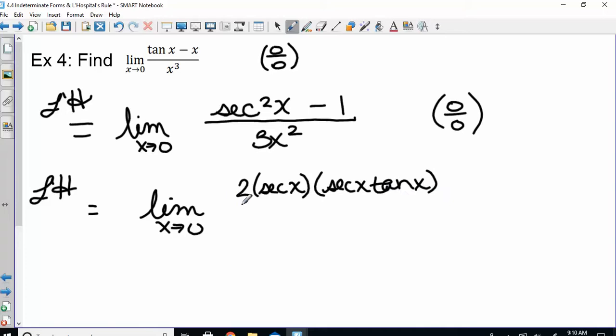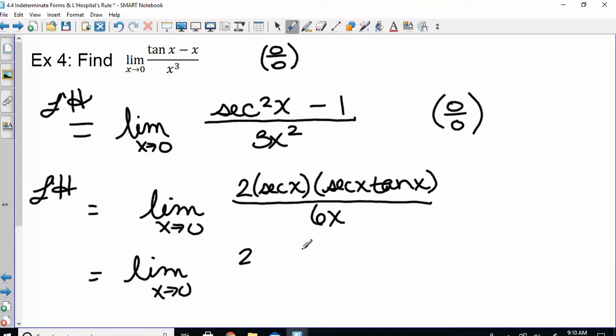This is a good section to bring back all these trig functions and logs that we haven't done in a while. Minus, what's the derivative of 1? 0, so that goes away. Over, derivative of 3x squared. So, as far as cleaning this up, there's not much you can do except secant times secant. Make it secant squared x, tangent x.